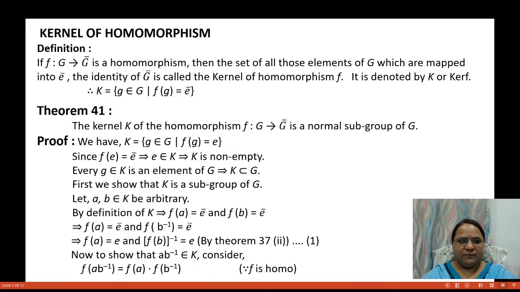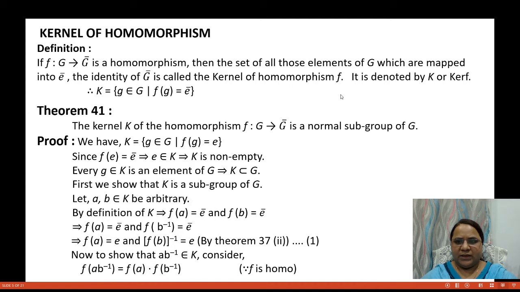Now we have kernel of homomorphism. Let us understand the definition of kernel of homomorphism. If f is a mapping from G to G bar, which is a homomorphism, then the set of all those elements of G which are mapped into e bar, where e bar is nothing but the identity of G bar, is called the kernel of homomorphism f.